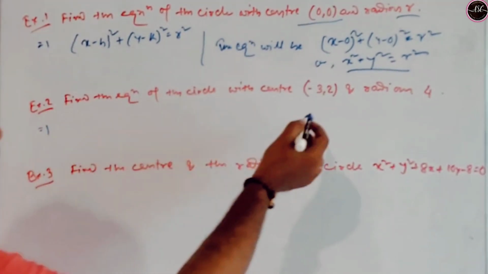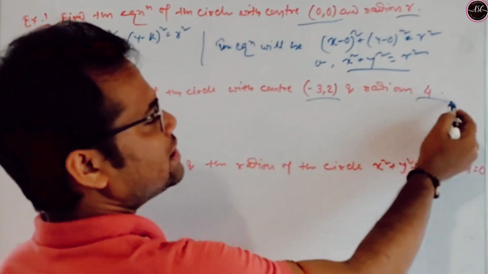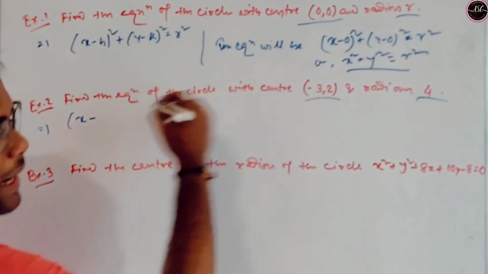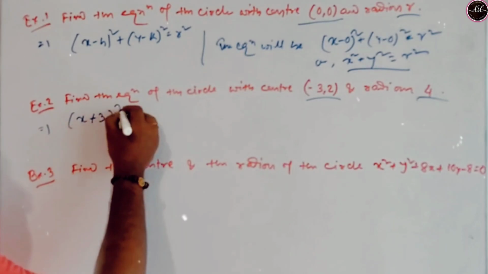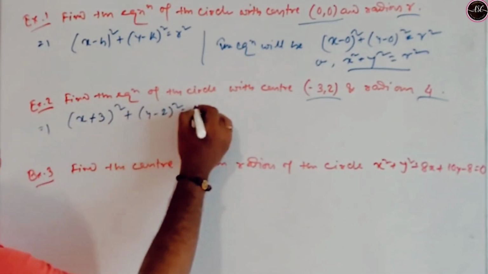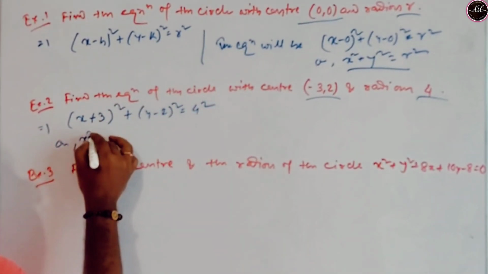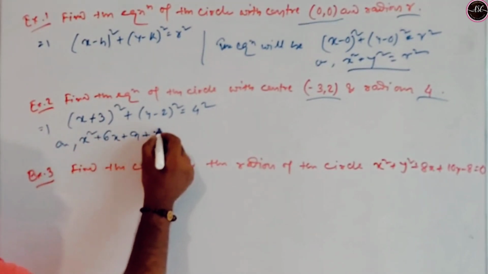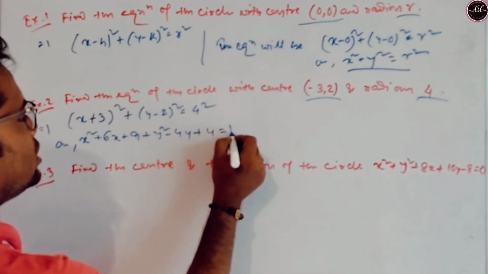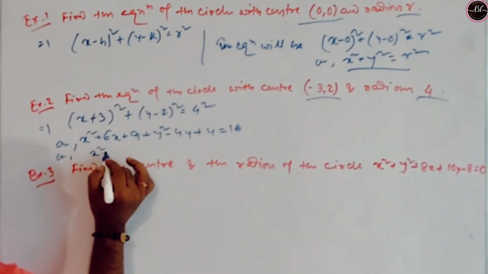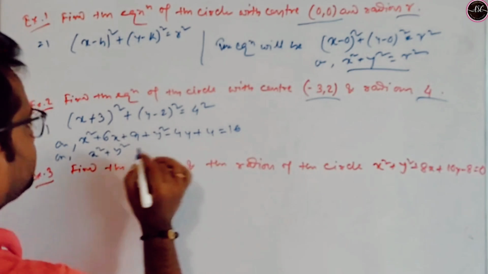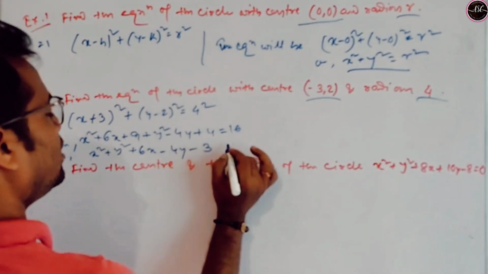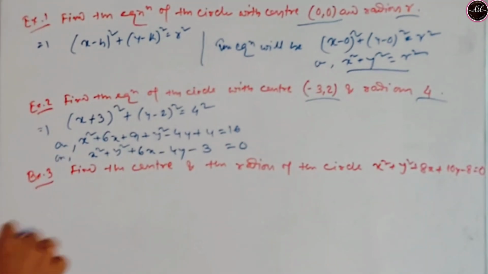So for this, here center is minus 3, 2 and r is 4. So here the equation will be x minus, that means that will be plus 3 whole square plus y minus 2 whole square equal to 4 square, or x square, just simplify this, we get plus 6x plus 9 plus y square minus 4y plus 4 equal to 16, or x square plus y square plus 6x minus 4y minus 3 equal to 0, okay, that will be the equation.